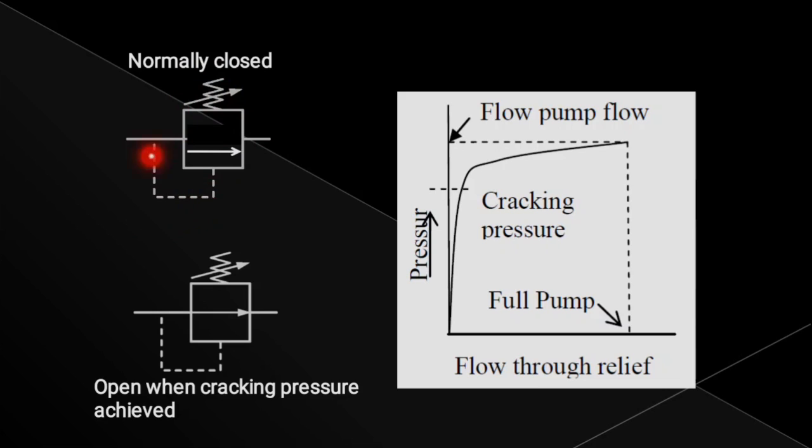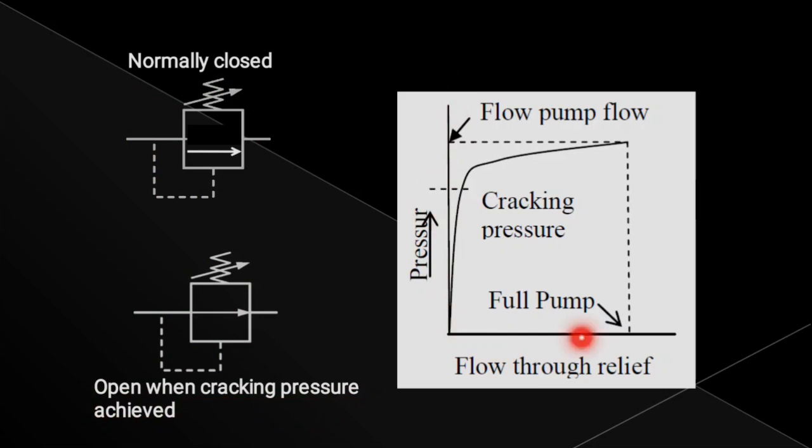The pressure line: if the pressure reaches the cracking pressure, then only this valve is going to open. This arrow mark comes here and it opens, giving direction to the flow. So like that this symbol is represented. This is the normally closed type of symbol, and when it opens, then this symbol is considered. Opens when the cracking pressure is achieved.